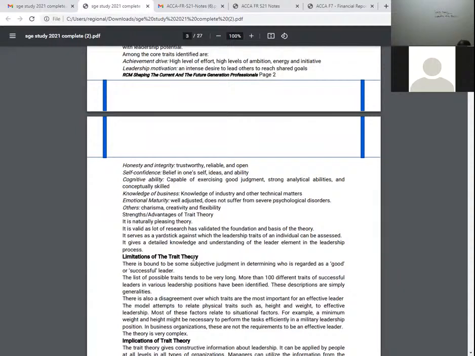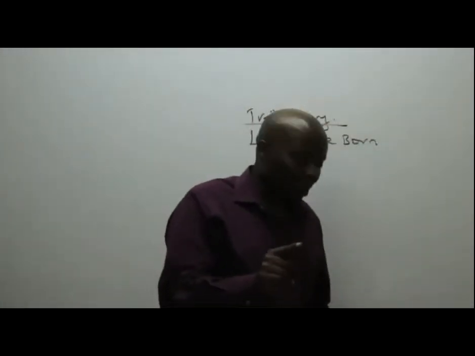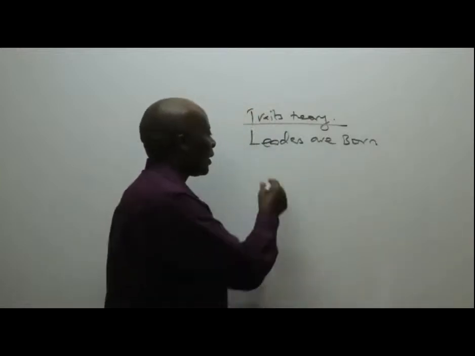Limitations of this trait theory. There is bound to be some subjectivity, some judgment, in determining who is regarded as a good leader or successful leader. So when you talk of subjectivity, ladies and gentlemen, what is subjectivity? Subjectivity is just like, for example, if you were to have two idle judges, let us call them gentlemen here.